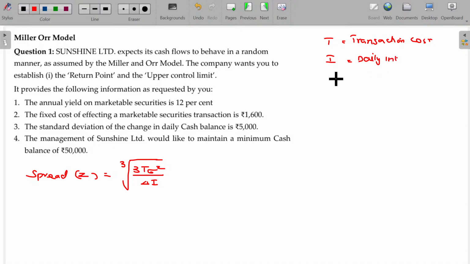Clear? Standard deviation square is nothing but variance, the variance of daily consumption. You will consume daily cash, but it will be varying from the midpoint. That variance will be considered as standard deviation square here.